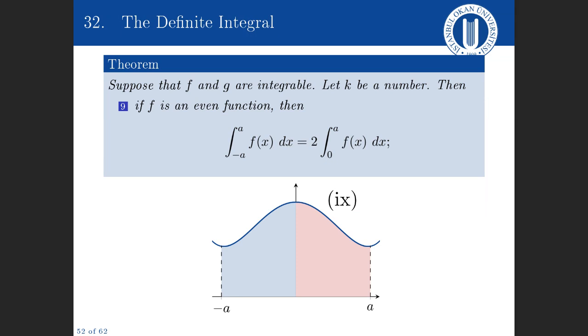If f is an even function, meaning the left side is a mirror image of the right side, then the integral from minus a to a, I colour that in, the integral from minus a to a, so that's all of this, is equal to 2 times the pink area. Yeah, that makes sense to me.